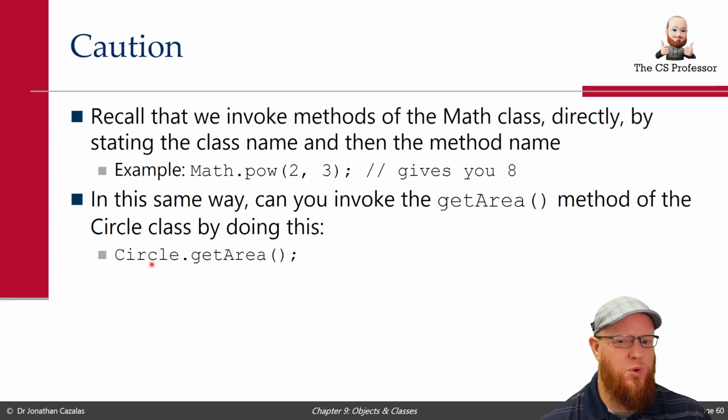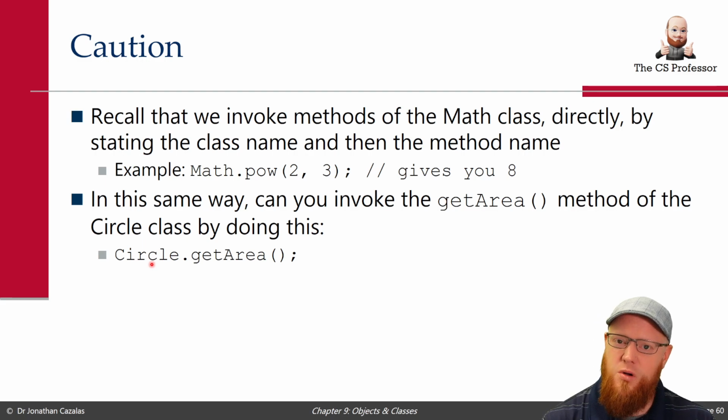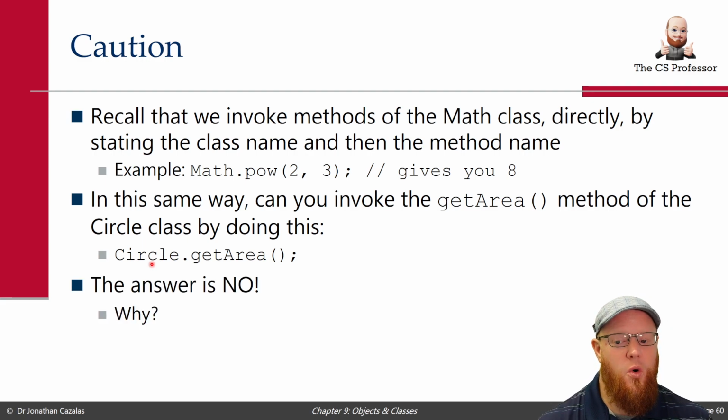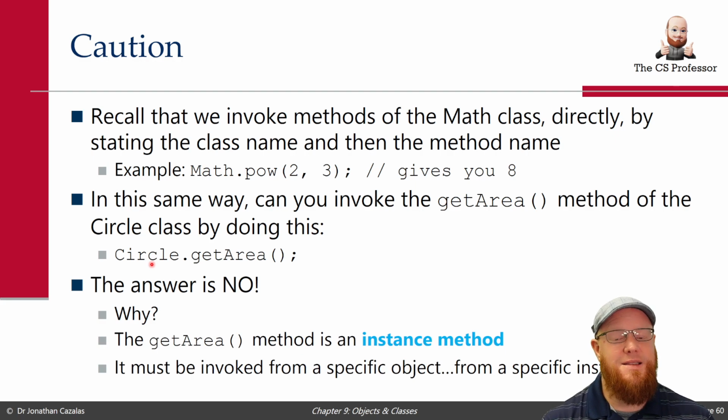Pause the video and chew on that a bit. Could you invoke that getArea method in that manner? And the answer is no. Why is the answer no? Because that getArea method is an instance method. It has to be invoked from a particular object, from a specific object, a specific instance.